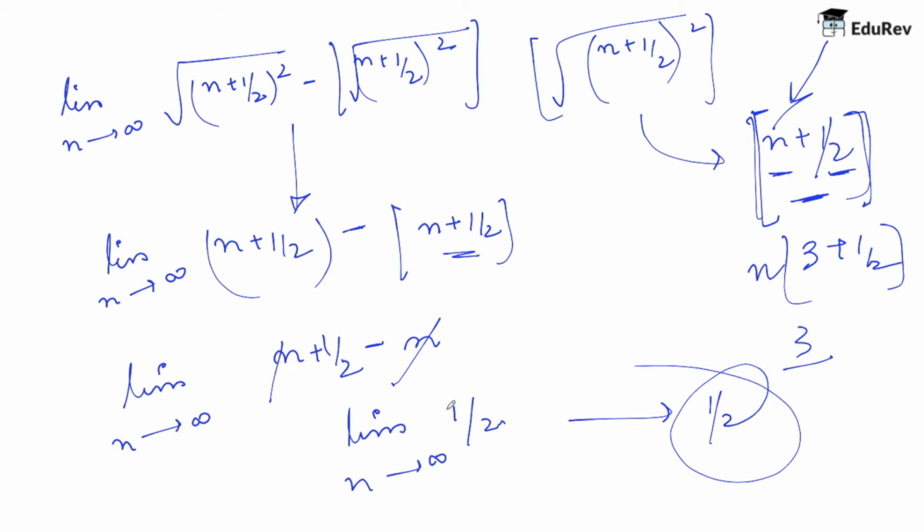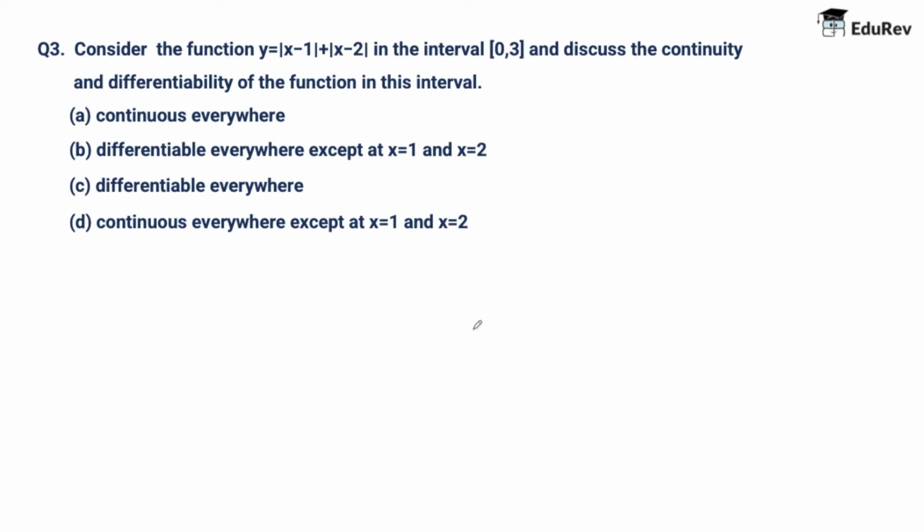Now let's move on to the next question. But the next question is of type 2, which is continuity and differentiability. So let's start with question number 3. The question says that we need to consider the function y equals mod of x minus 1 plus mod of x minus 2 in the interval 0 to 3. And then we need to discuss the continuity and differentiability of the function in the interval.